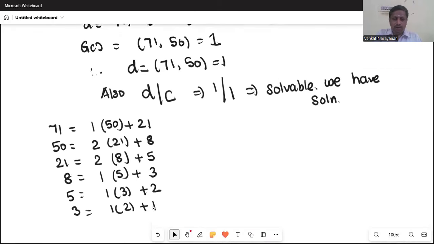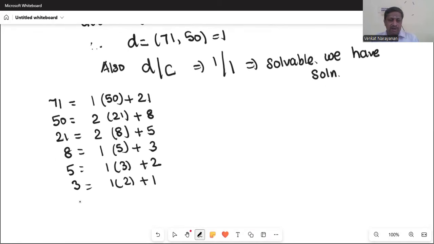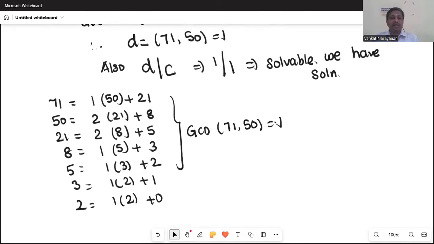The last one: 2 can be written as 2 times 1 plus 0. From that, we understand the GCD is 1. That is, the GCD of 71 and 50 is 1. I already mentioned that. Now, our aim is to find the initial approximate solution.